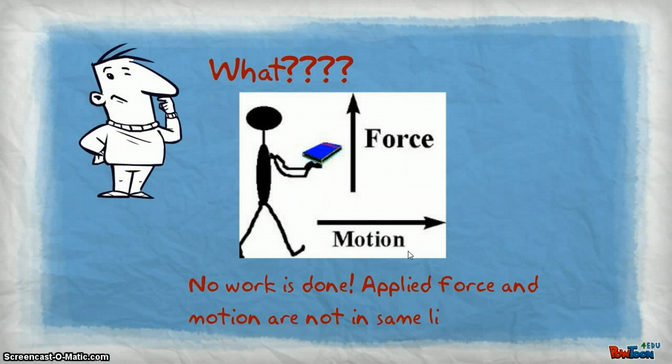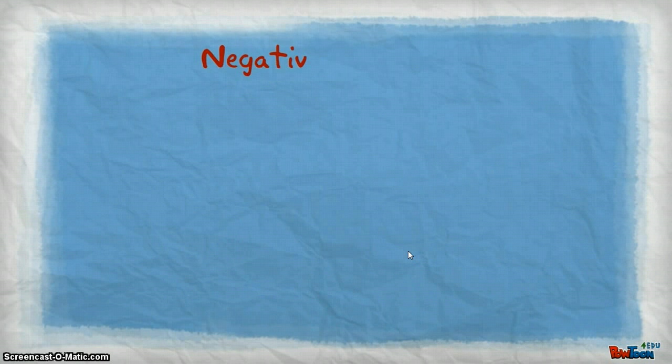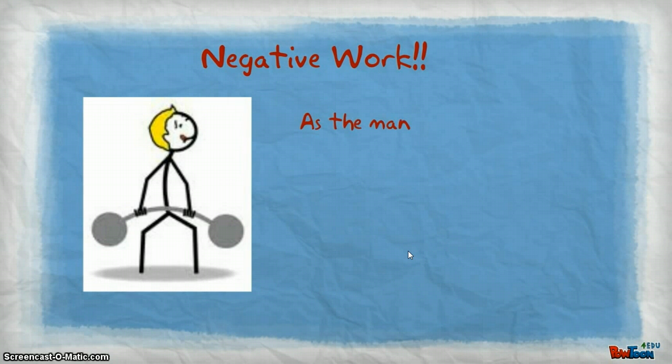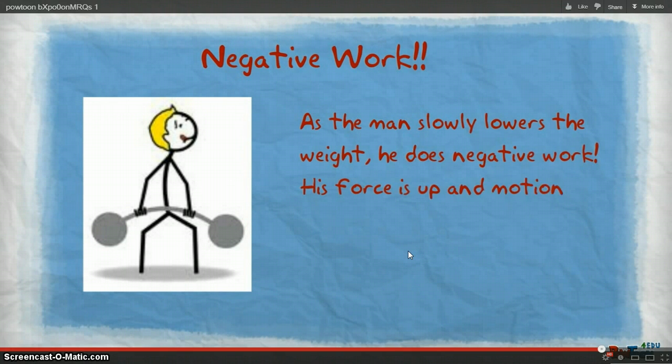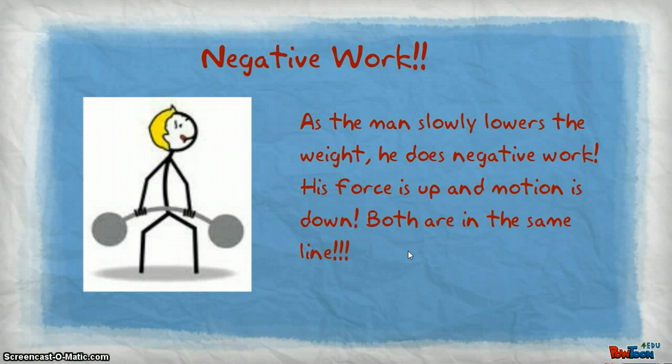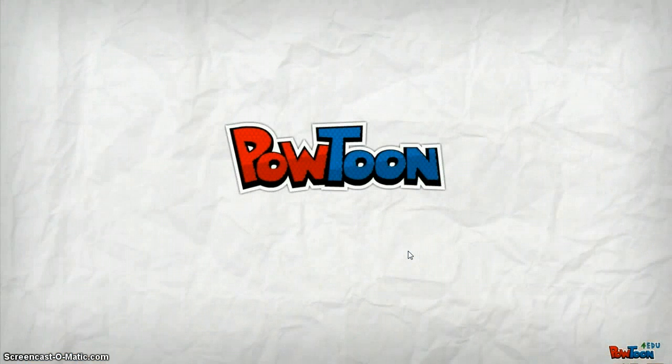Notice the force and motion are not in the same line. No work. Negative work. He's lifting up as he slowly lowers it. Force and motion are opposite directions. Created using Powtoon.